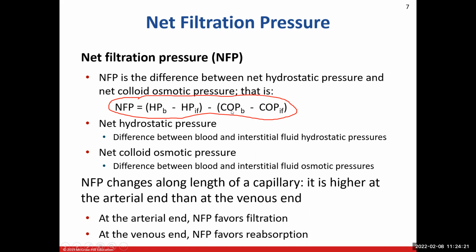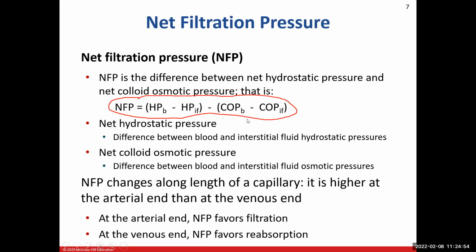Then we're going to subtract the net colloid osmotic pressure. What we're going to do is measure the oncotic pressure inside the blood vessel, which is going to be like that pulling attraction. So the colloid osmotic pressure in the blood is going to be pulling stuff into the blood vessel. We're going to take the difference of the colloid osmotic pressure found in the interstitial fluid, which is trying to pull stuff out of the blood, which is close to 0 to 5 millimeters of mercury.